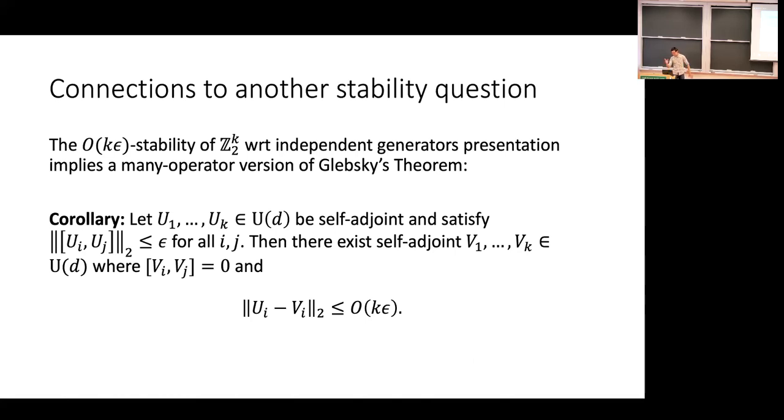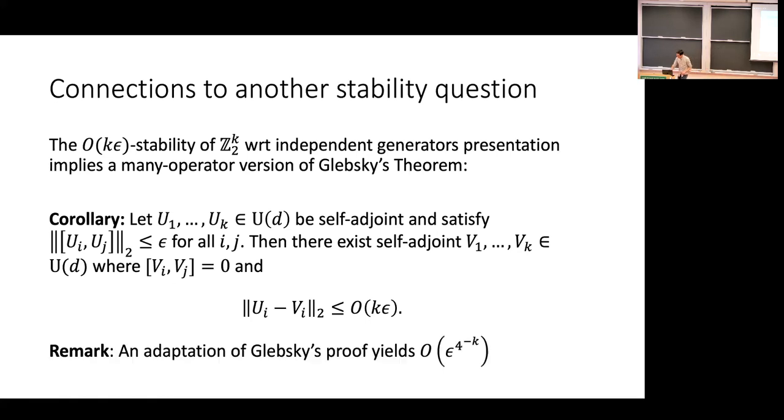Okay, so nice, that's cool. A remark: there's an adaptation of Glebsky's proof where you also get the many-operator version, but the error scales differently. You don't get k times epsilon. You get basically epsilon, and in order to get something meaningful, epsilon has to be exponentially small in k.